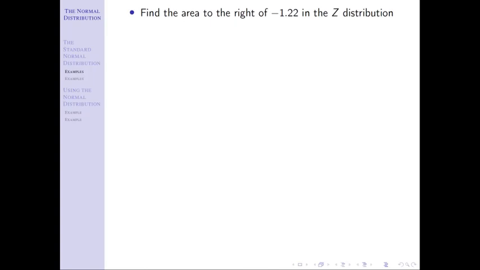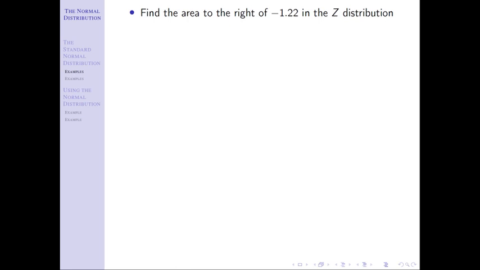And so when we work this example, we're going to do the same things that we had done previously. We're going to write a probability statement. Make sure you catch here that even though the question doesn't say find the probability, it does say find the area. And remember, with a continuous distribution, area and probability are synonymous. How do I know I'm in a continuous distribution? Because the question says find the area to the right of negative 1.22 in the z distribution.